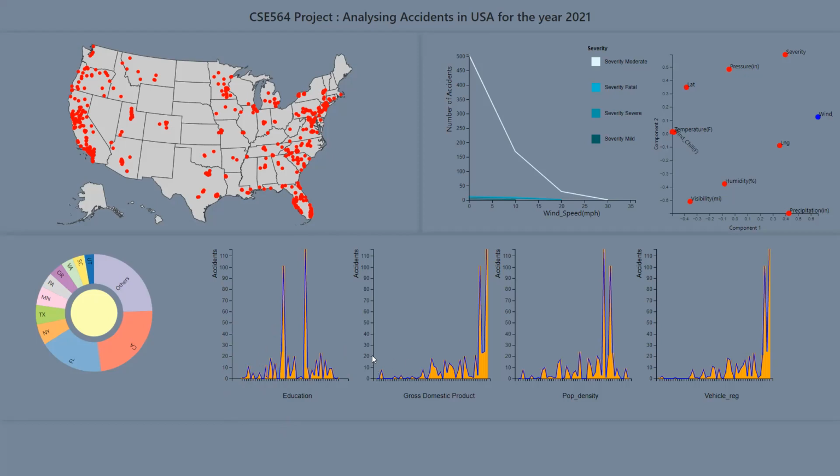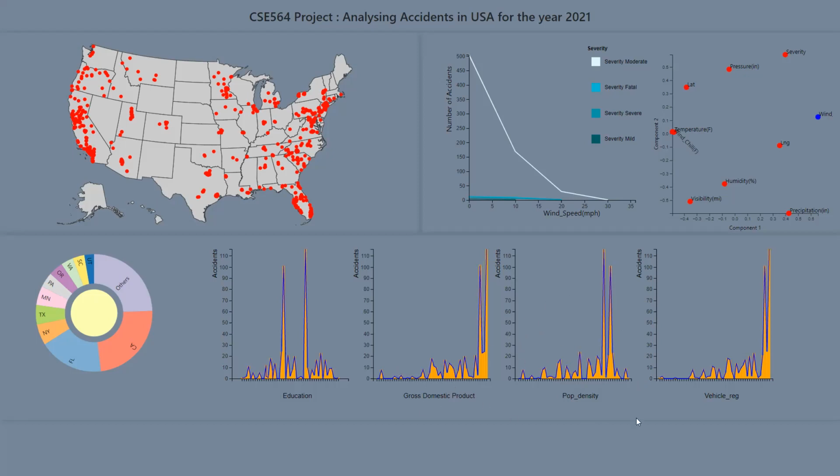For the gross domestic product, we can see a correlation of an increasing number of accidents for increasing gross domestic product. We can see that California, which has the highest GDP, has the highest number of accidents. For population density, we do see accidents increasing as the density increases, but after a point, it also decreases. So there isn't really a correlation there.